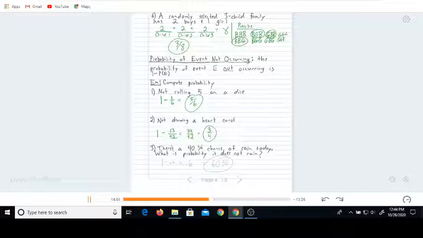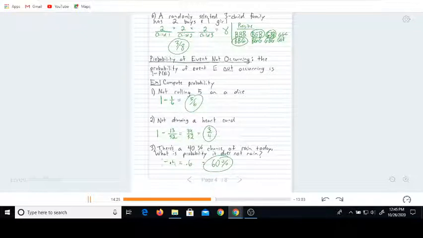Alright, suppose there's a 40% chance of rain today. What's the probability it doesn't rain? Well, that's 1 minus 40%. Which is 0.6, which is, in other words, 60%. So, again, just subtracting from 1 tells us the probability of an event not occurring.